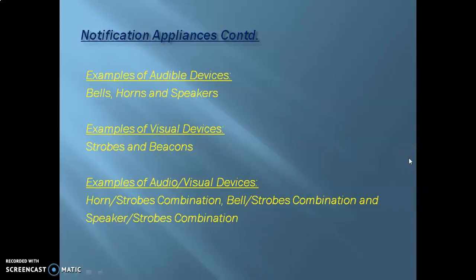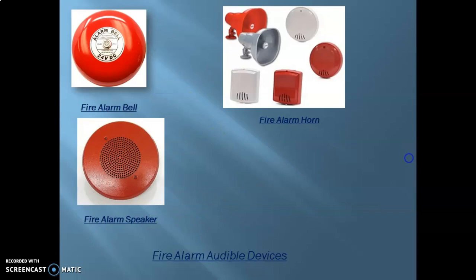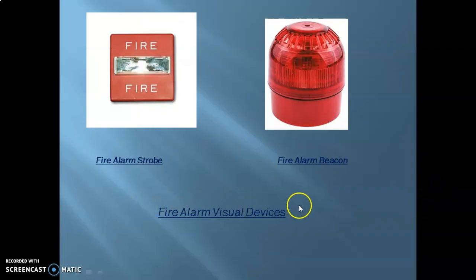So let me just show you a few images of the three different types of notification appliances. Here you can see these are some of the commonly used audible devices, fire alarm audible devices. You have the fire alarm bell, then you have the fire alarm horn, and the fire alarm speakers. Next up is the fire alarm visual devices. Now you have the fire alarm strobe, and then you have the fire alarm beacon. Now these are very commonly used throughout the world for fire alarm systems.